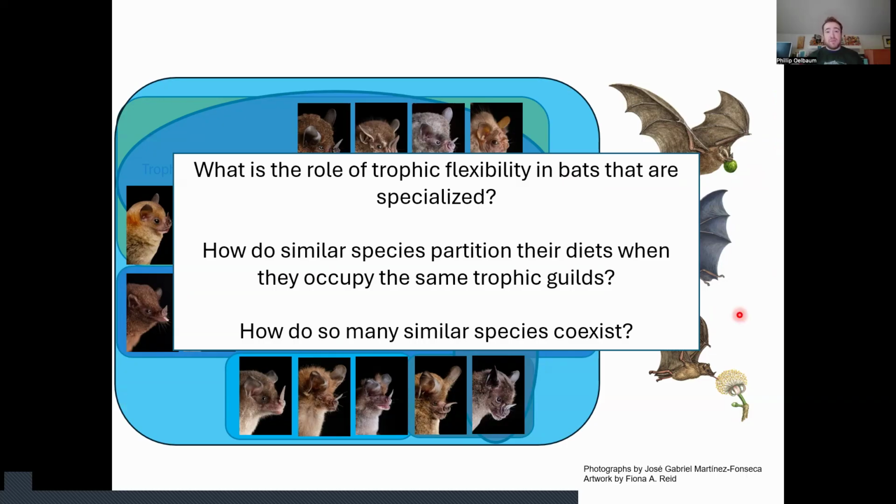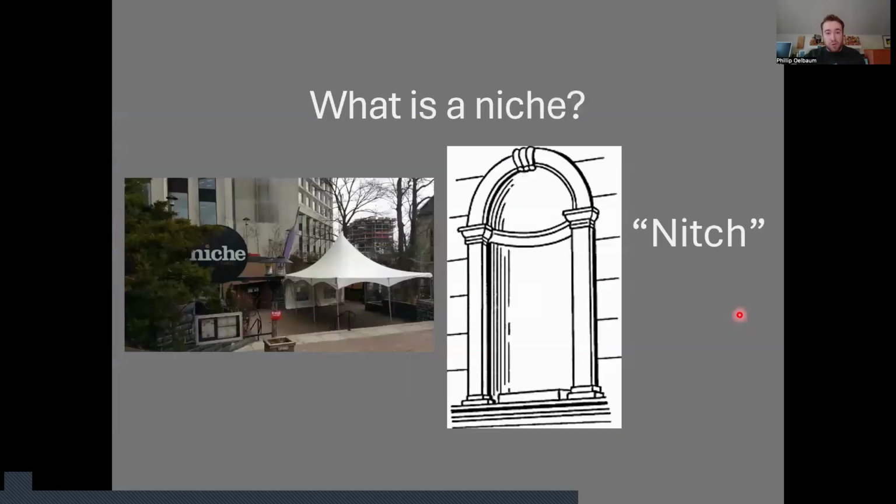So this was the core of my PhD dissertation, which brought me to these three key questions within this context of the ecological niche. So what is the role of trophic flexibility in bats that are otherwise specialized? How do similar species partition their diets and their dietary niche when they occupy the same trophic guilds? And how do so many different similar species coexist within the same faunas? So as I'm going through today, I'll be talking a bit about my work, a bit about other people's work. But this is the core of what I'm interested in and was interested in through my PhD and continue to be in building my own research program.